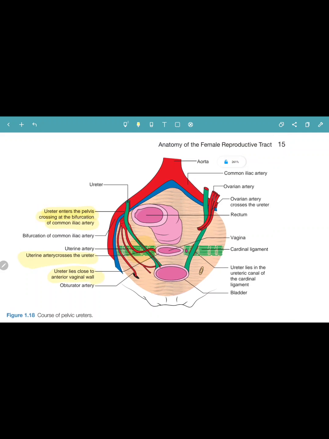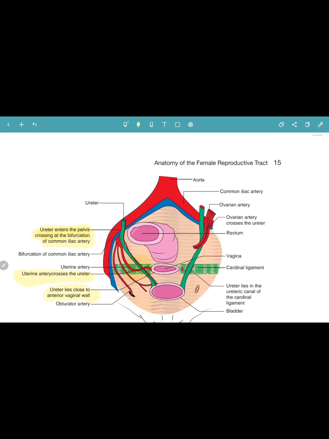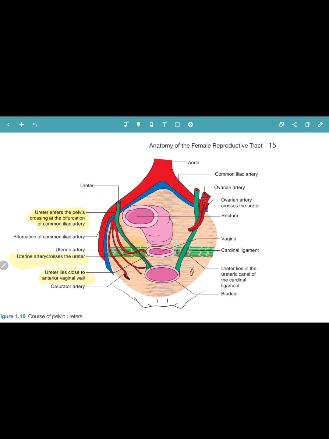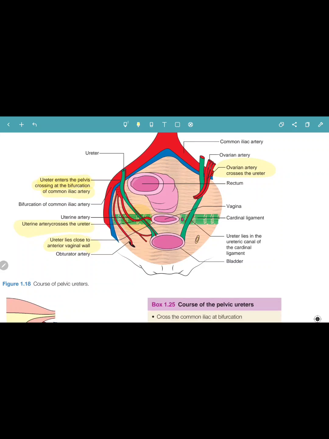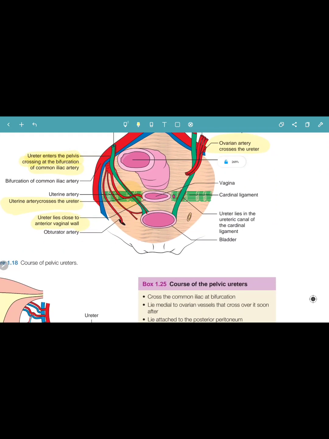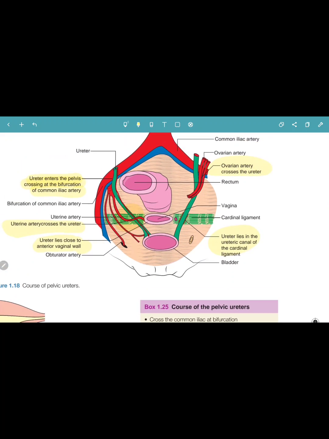This is your common iliac artery, and your ovarian artery crosses the ureter also. So both the uterine artery as well as the ovarian artery cross the ureter. This is your cardinal ligament, where the ureter lies in the ureteric canal. In this diagram, the ureter lies in the ureteric canal of the cardinal ligament.